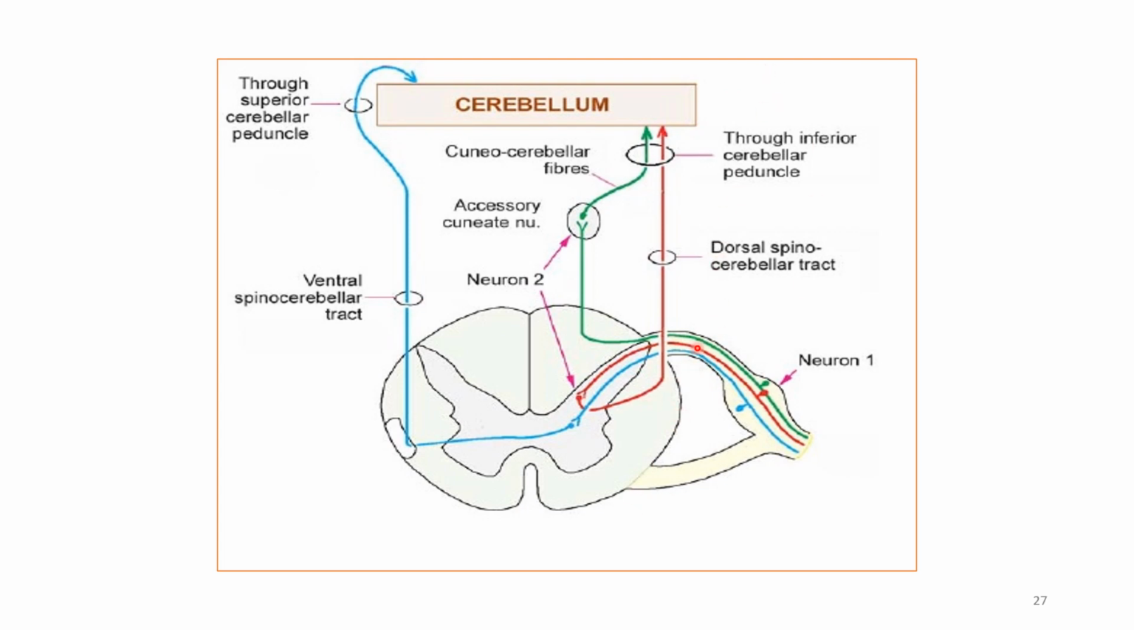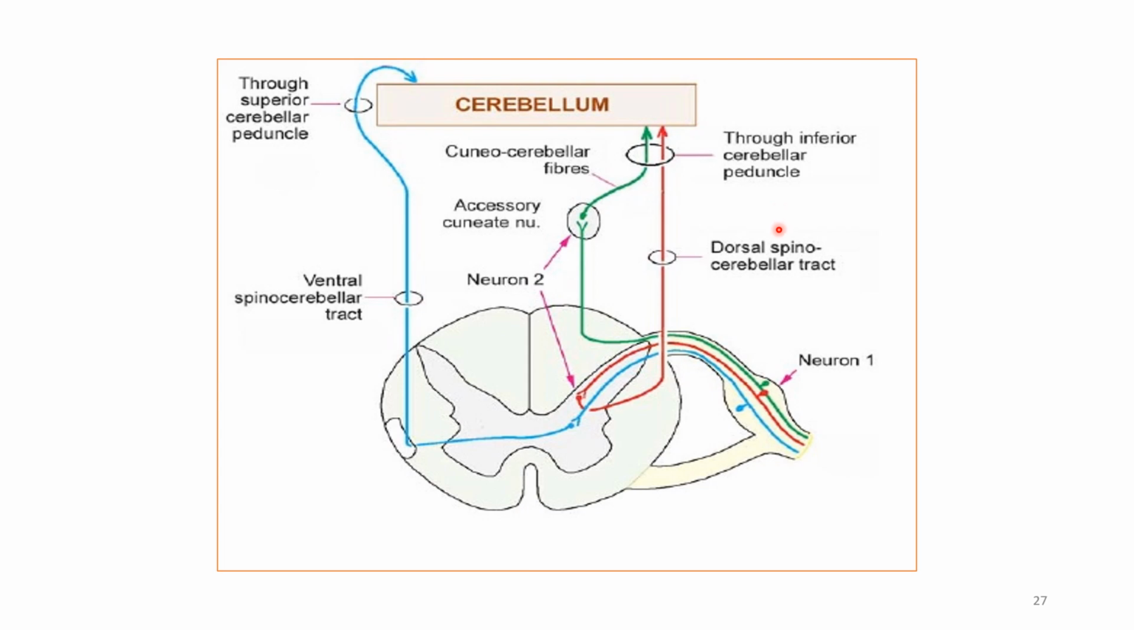Then comes the dorsal spinocerebellar tract. It won't cross. This red one is the dorsal spinocerebellar tract. This is the first order neuron. This is the second order neuron. And it will go through the inferior cerebellar peduncle to the cerebellum.